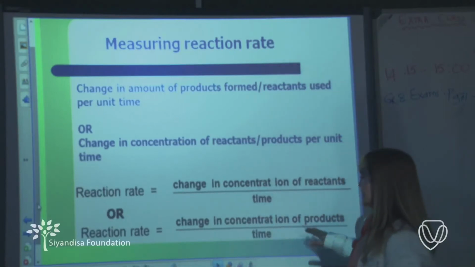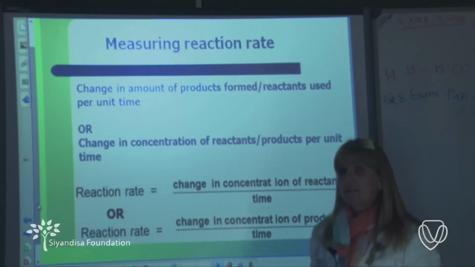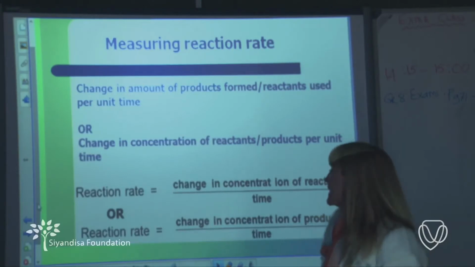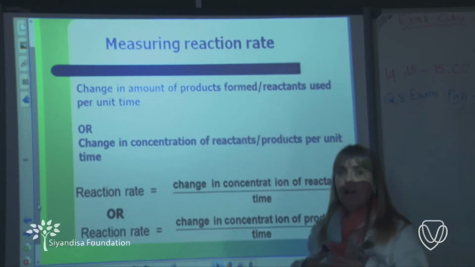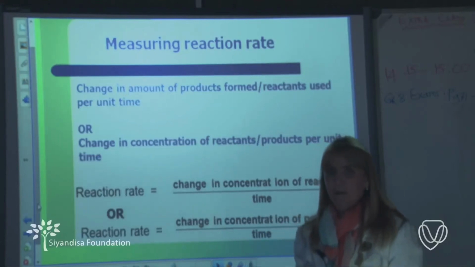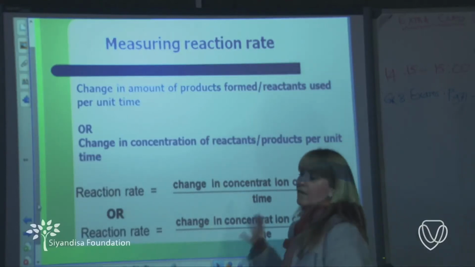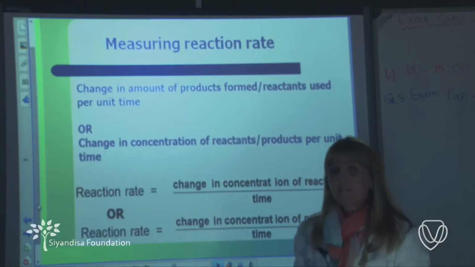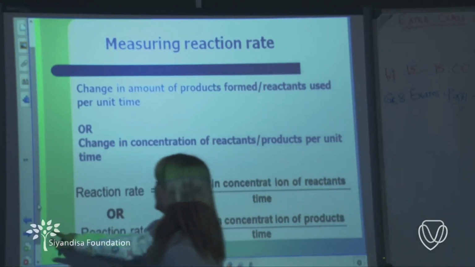Or I can calculate the change in concentration of product over a period of time. In other words, how quickly is my concentration of product increasing during the chemical reaction? We can also use the volume of gases to determine a reaction rate, but I'll show you an example of that in a while.